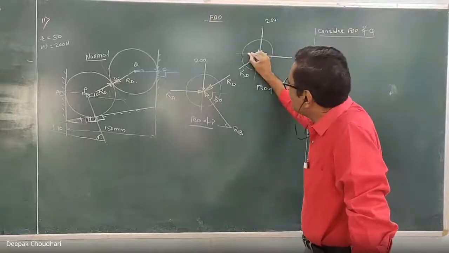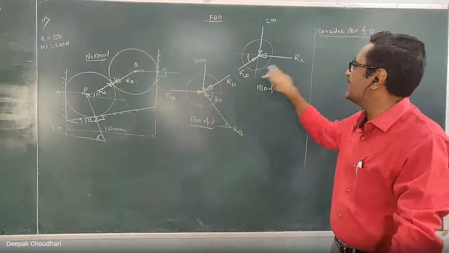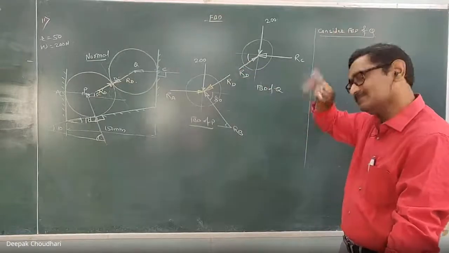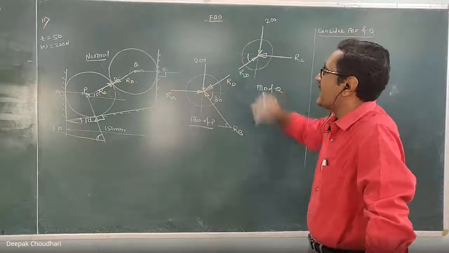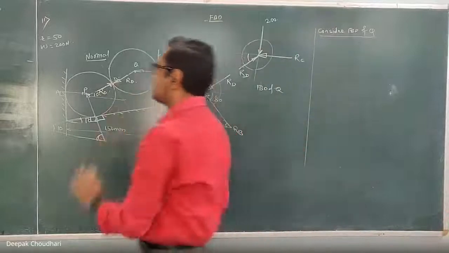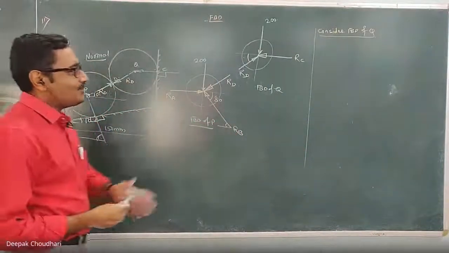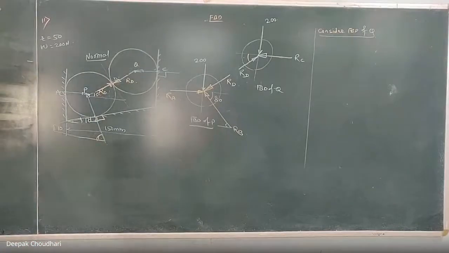provided I should know the angle of this RD. Only if this angle is known can I calculate these two. I can calculate this RC and RD if I know this angle. And in such type of question, whenever you see such a circle system, you have to calculate these angles by using the geometry of this figure.